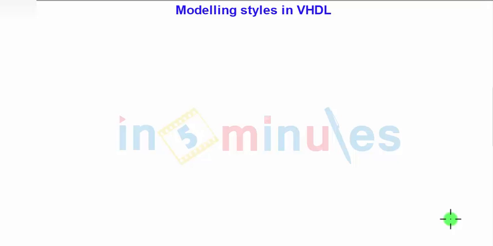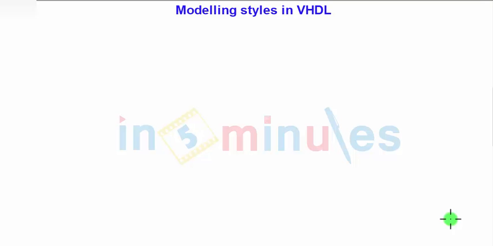Entity declaration we have already seen. In the architecture part there are three parts, which are also called modeling styles in VHDL. There are three modeling styles: data flow modeling, behavioral modeling and structural modeling. We will see all these three modeling styles, and how the entity is declared and how the proper description is there in each modeling style, in this presentation.